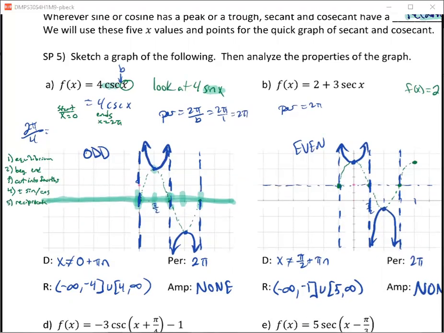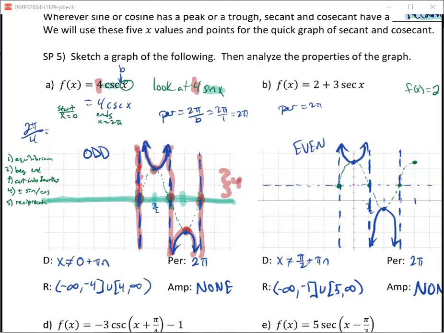Let me change highlighter colors on here. 0, peak, 0, trough, 0. Notice how I am going by the amplitude of 4 for the sine graph. Then wherever sine was 0, we're going to create our vertical asymptotes. So vertical asymptote, vertical asymptote. And then we reciprocate the sine into that parabola shape.